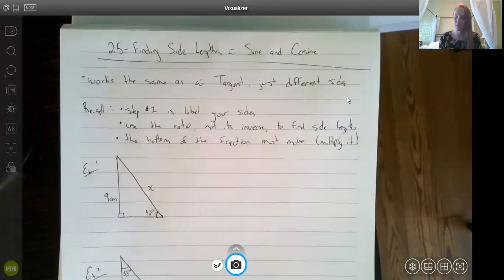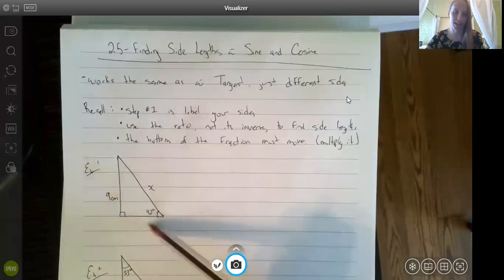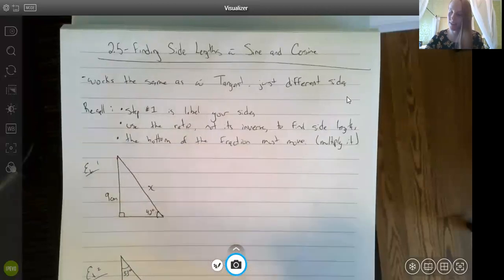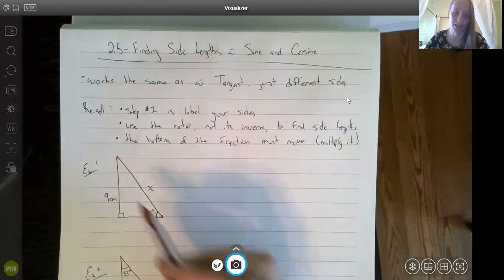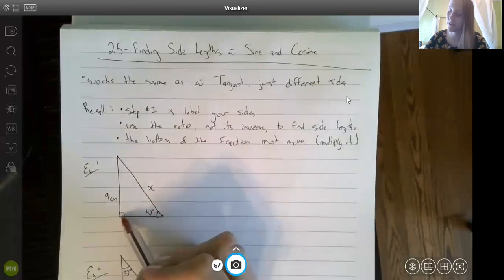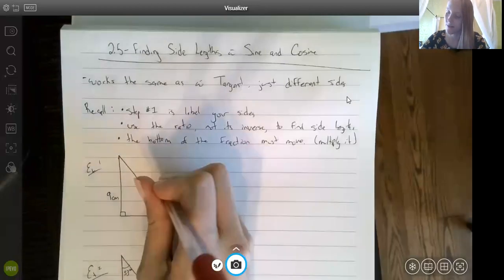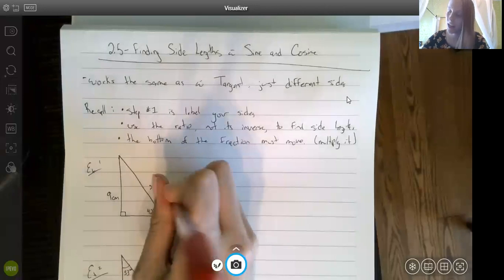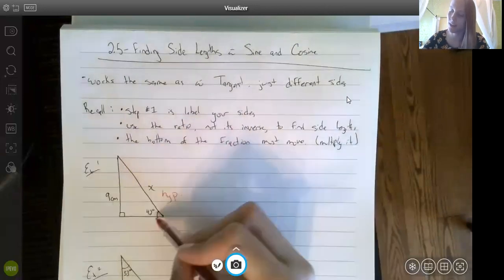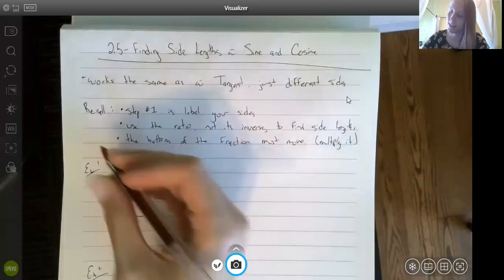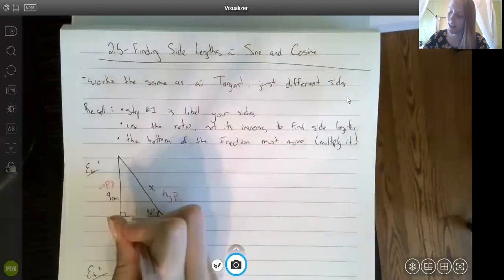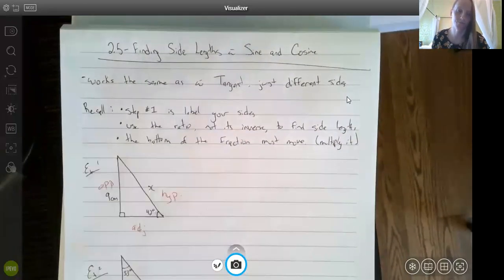So let's look through two examples here. For the first one, I have given you your right angle triangle. So let's start by labeling our sides. Across from the right angle is our hypotenuse. Across from the side we're dealing with is our opposite. And then the other side is our adjacent.